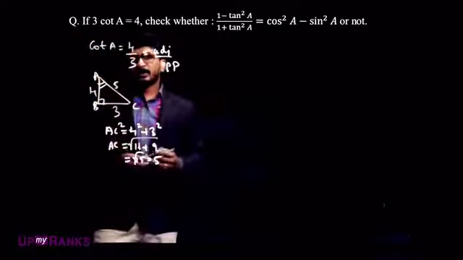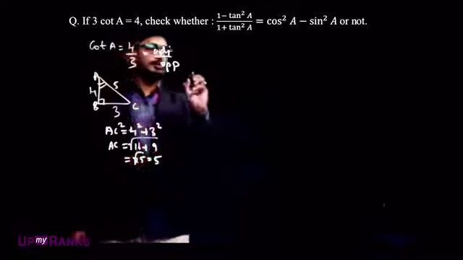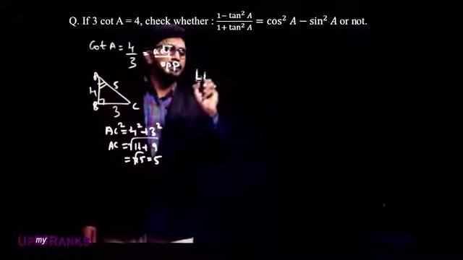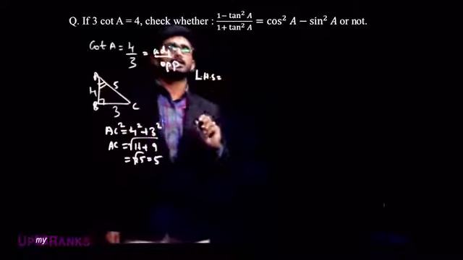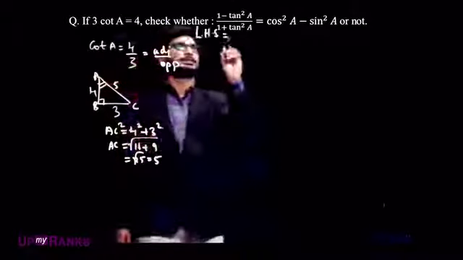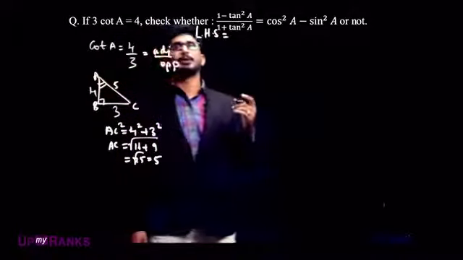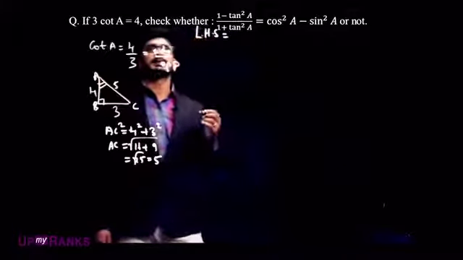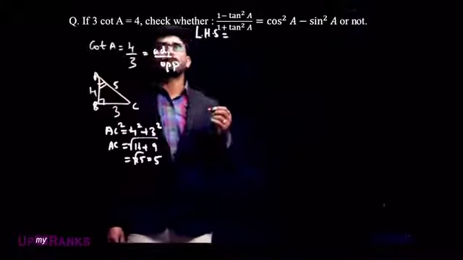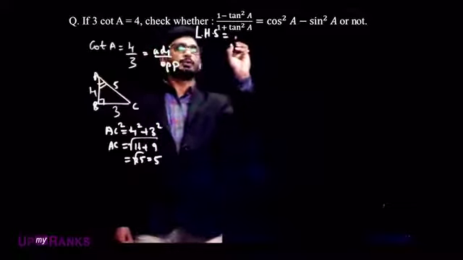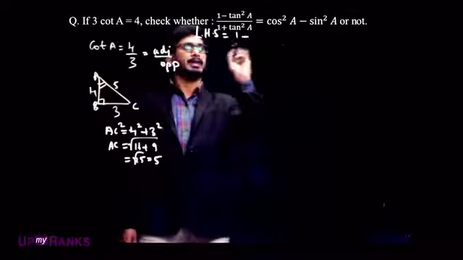So now when it is like this, let us directly substitute it here. Let us consider the LHS part first. The LHS, which is above, is (1 minus tan square A) divided by (1 plus tan square A). So we have 1 minus tan square A.